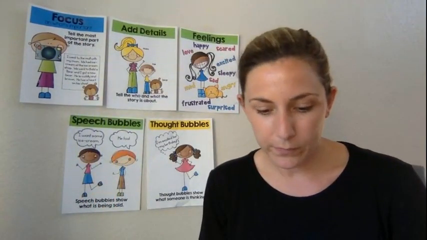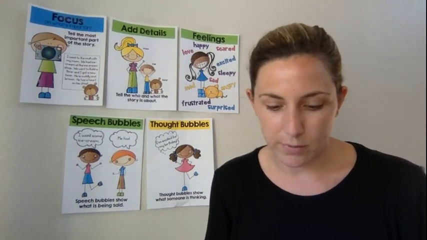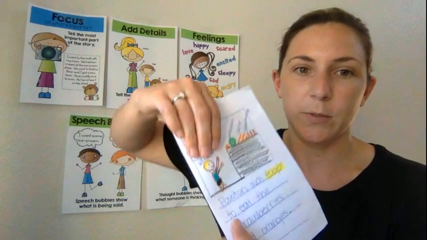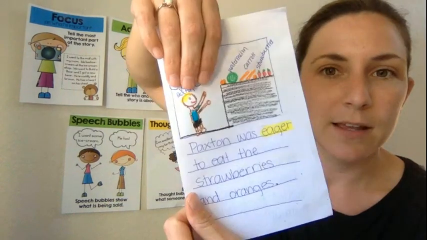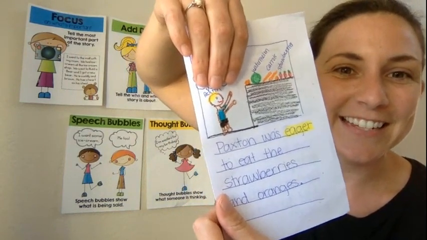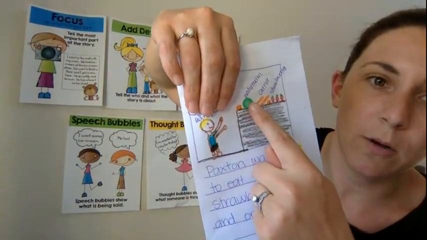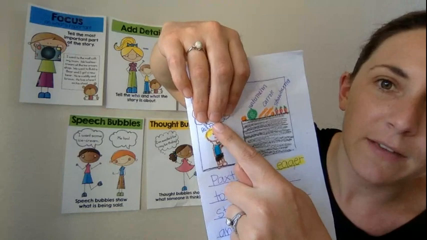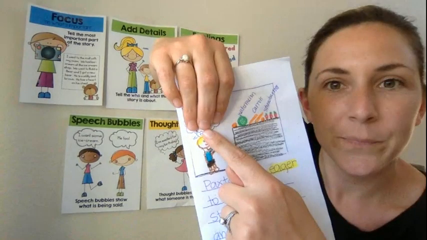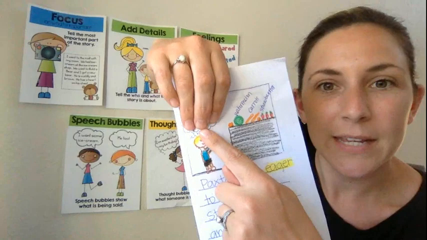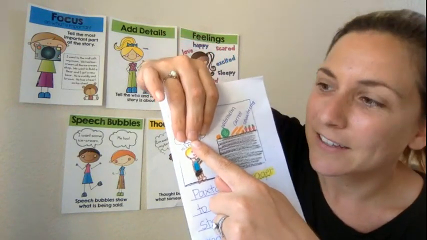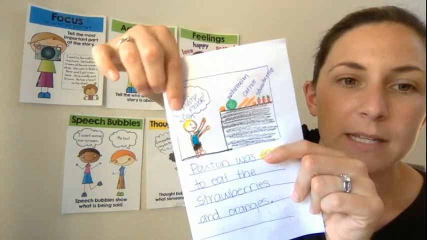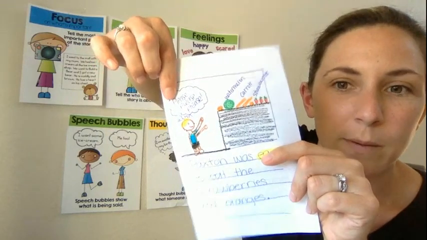Page 3. Paxton was eager to eat the strawberries and oranges. And in the picture, I have Paxton in the kitchen. I'm going to cover up my speech bubble that I already did. And I have all the fruit out on the counter because I washed it all, watermelon, carrots, strawberries. I labeled Paxton above his little head, and I gave him a speech bubble. He was saying, please, please, please. So in his speech bubble, I wrote, please, please, please. And then I circled around it and had his little speech bubble there.